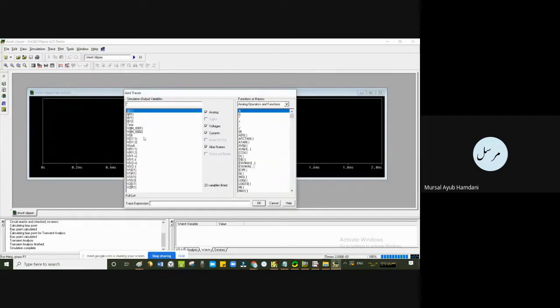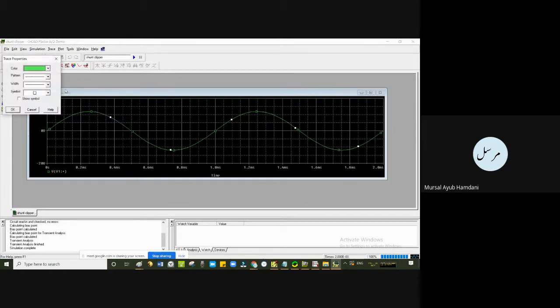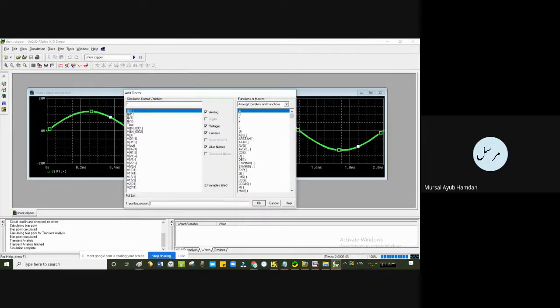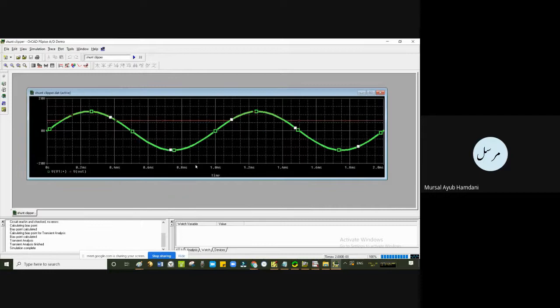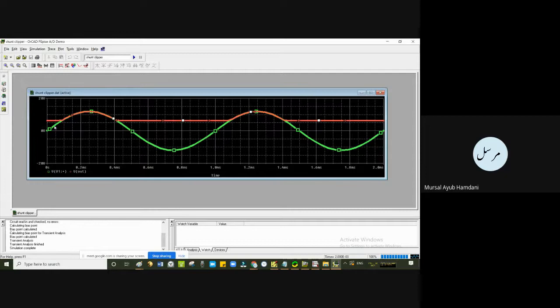Trace, add trace, v1 plus. Okay, let's make it a little thicker. Trace, yeah. Okay, this is accordingly how we had it. This is 7, okay, accordingly you can get it done.